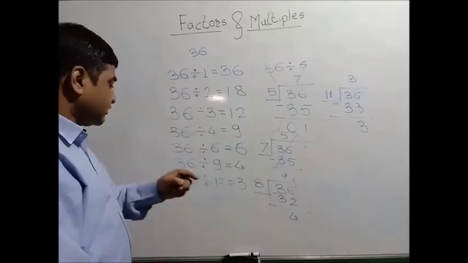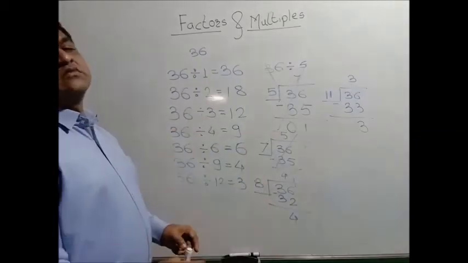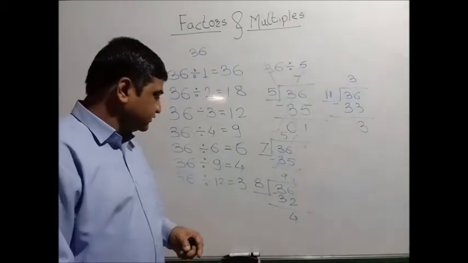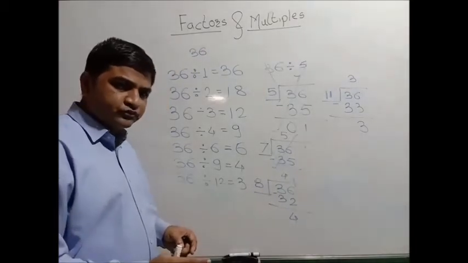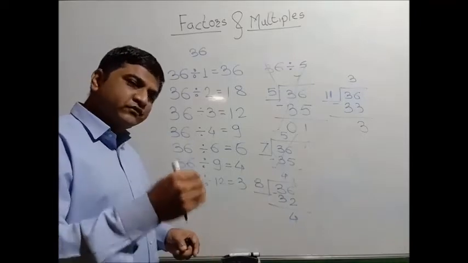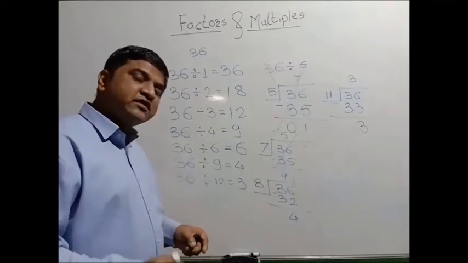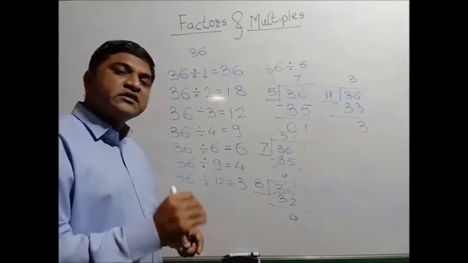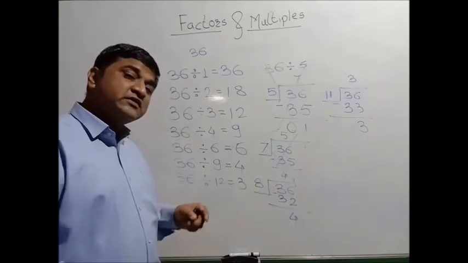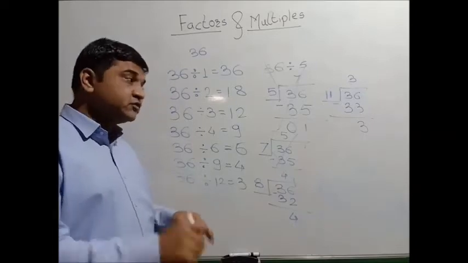Okay, now let us find out any other number that can divide 36 completely. 13? No. What about 14? Is 36 in the table of 14? No. Is it in the table of 15? No. Is it in the table of 16? No. Is it in the table of 17? No. Is it in the table of 18? Yes. 18 2s are 36.